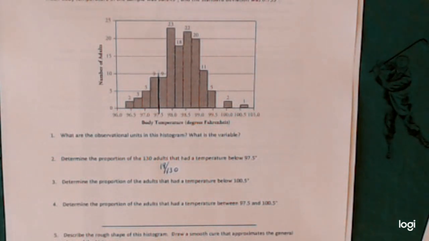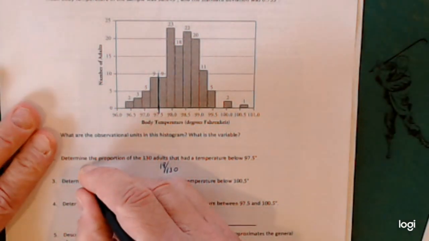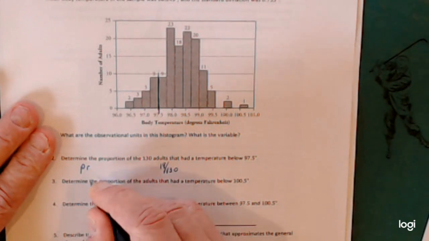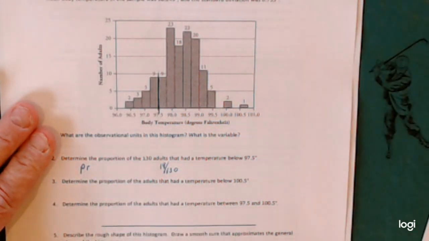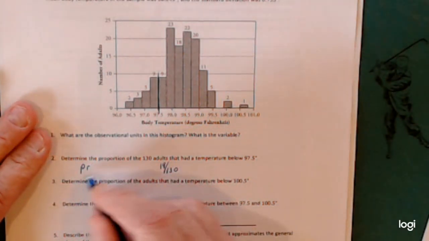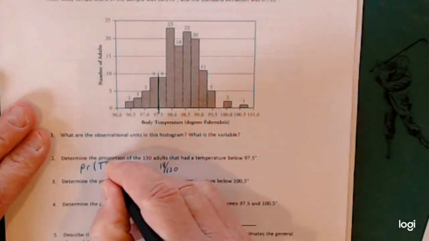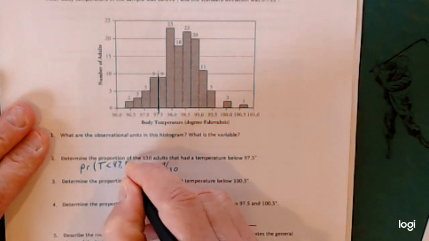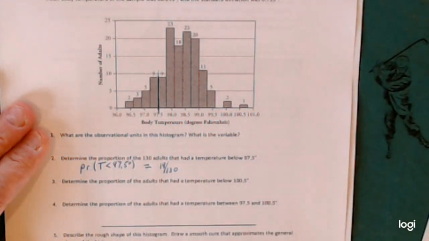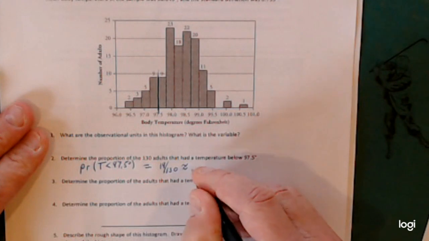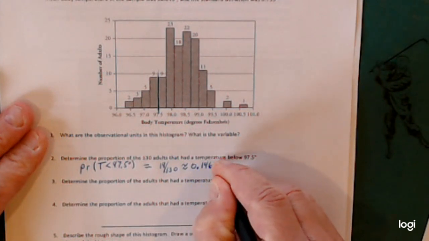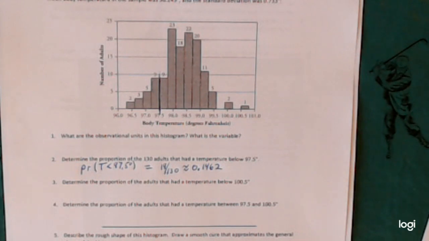There's some notation that we'll be using for the rest of the semester, so it's good to see it right away. I would write the proportion, PR, or we can even say probability if we grabbed a random adult, but I'm thinking proportion here. So the proportion of adults that had a temperature below 97.5 degrees is 19 out of 130, or as a decimal, punching it into your calculator, about 0.1462. So about 14.6% of the people in the sample had a body temperature below 97.5 degrees. Not too hard.